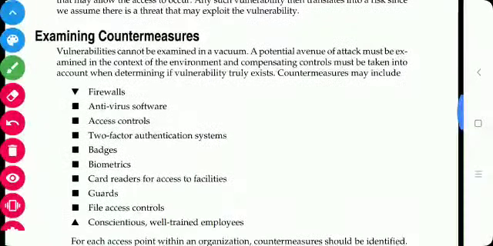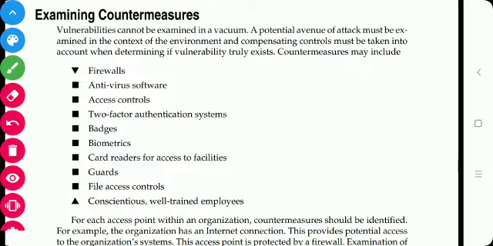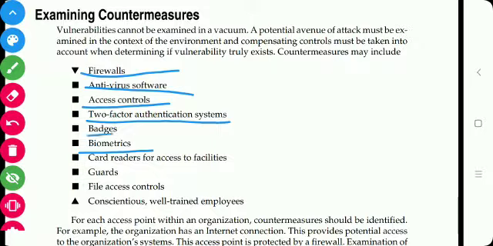Then examining countermeasures. As we have identified vulnerabilities and threats, now we have to examine the countermeasures. Which countermeasures are available in the organization? It may be a firewall, antivirus software, access controls. Which access controls are provided? Two-factor authentication systems, biometrics, badges, card readers, guards, file access control, well-trained employees. So these are the countermeasures for the identified vulnerabilities and threats.